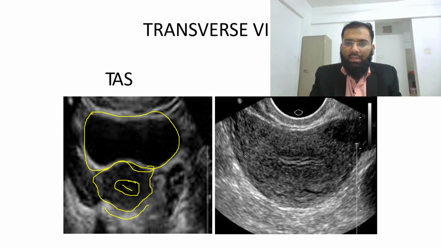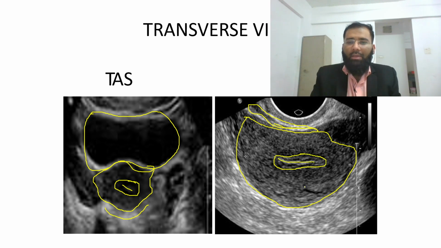Now look at this. This is a transvaginal scan. The bladder is here, which is collapsed anteriorly, and this entire structure is the uterus. Look in the center carefully. This is the endometrial lining. So you're able to see the endometrial lining. This is the transverse section. Now we move ahead.